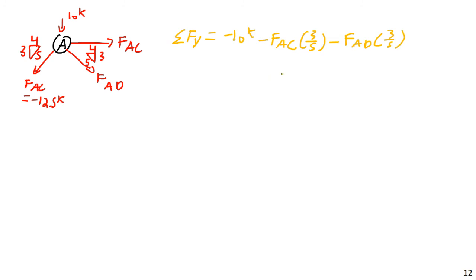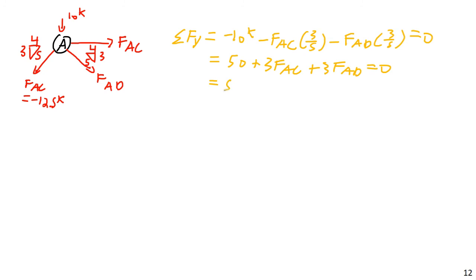Now, to make the math a little bit simpler, I'm going to first note that this of course equals 0 because it's in equilibrium. Then to make the math simpler, I'm going to multiply across by negative 5. So now I'll have 50 plus 3 FAC plus 3 FAD is equal to 0, but of course you can solve this equation any way you like.